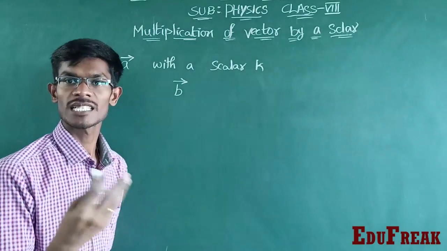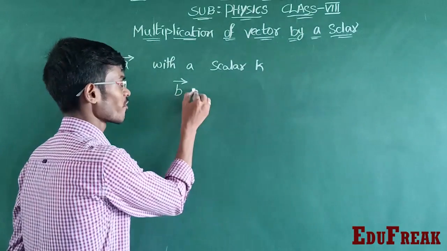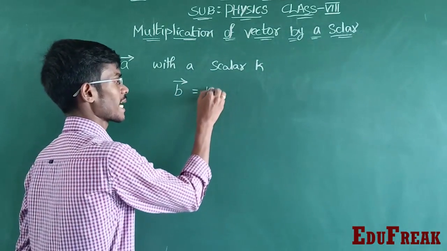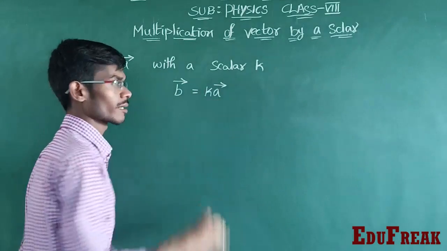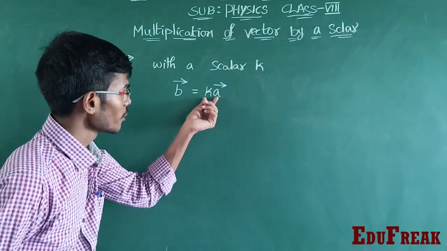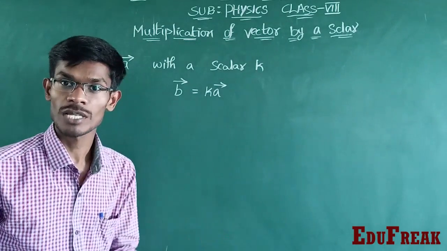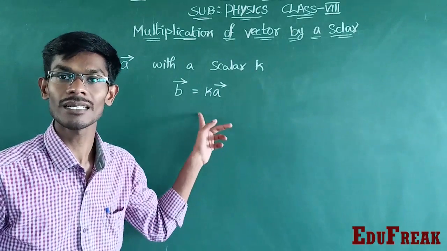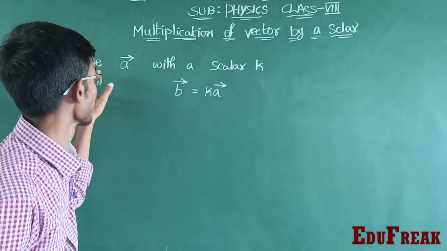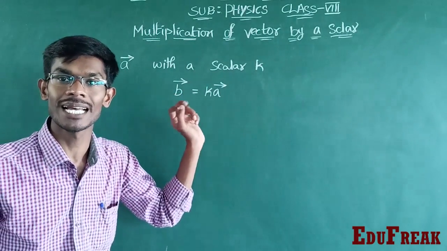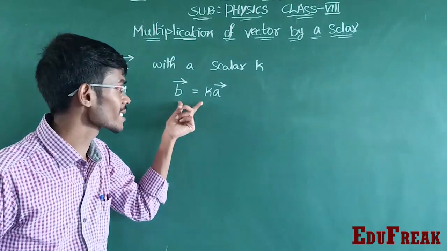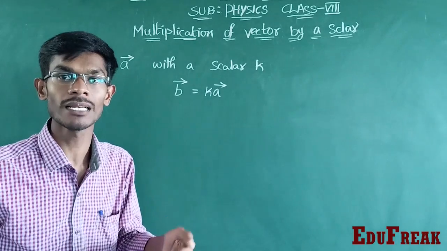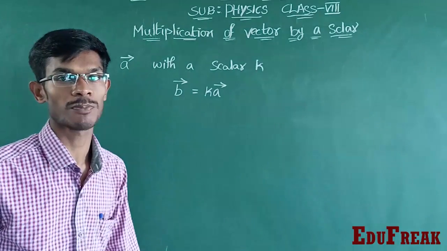Not only b bar, you can consider it as x bar, y bar, z bar. For assumption I am considering the new vector as b bar. Then b bar can be represented as k into a bar. What happens to the magnitude and direction? The magnitude changes but the direction doesn't change. The magnitude changes by whatever value you are multiplying with.